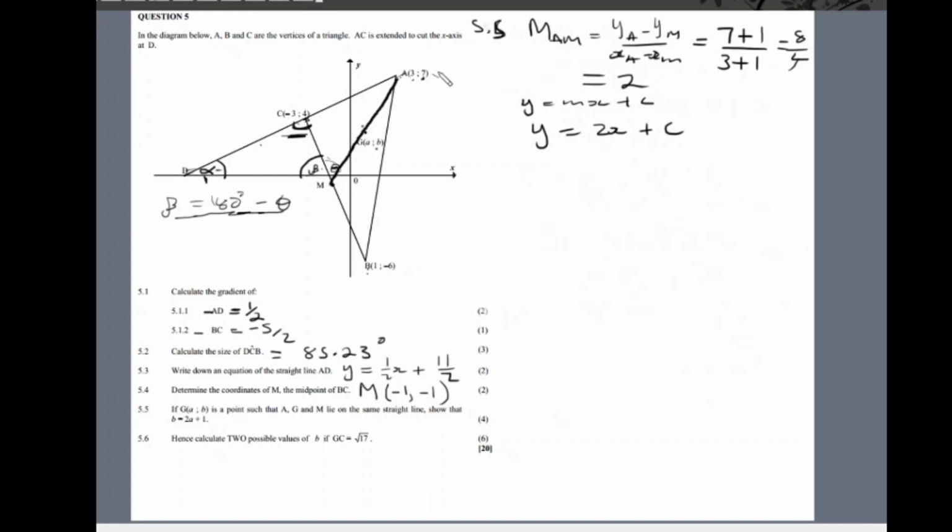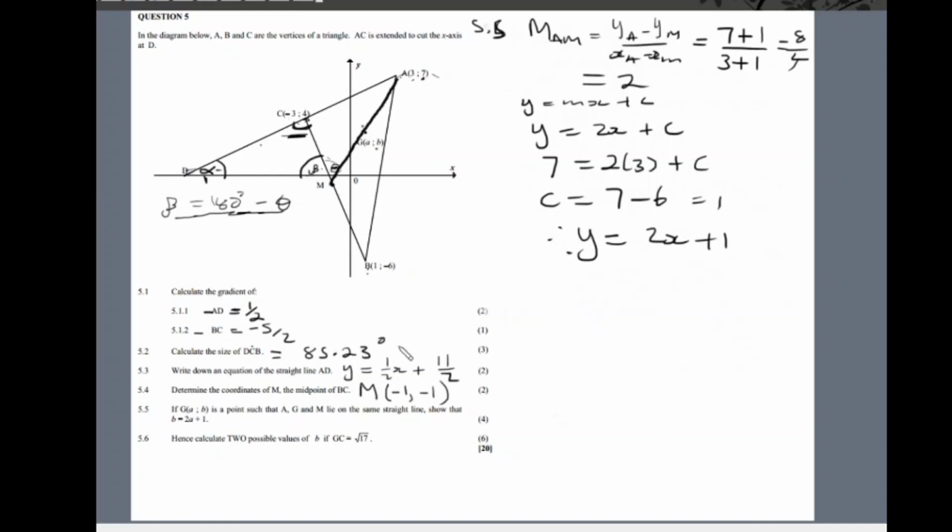In order to calculate the value of c, I'll just use the point A and substitute it in here. So where I see y, I'll just put 7, and where I see x, I'll put 3, right? So now I can solve for c. So c will be equal to 7 minus 6, which is 1. Therefore, the equation of the straight line AM will be y equals 2x plus 1, right?